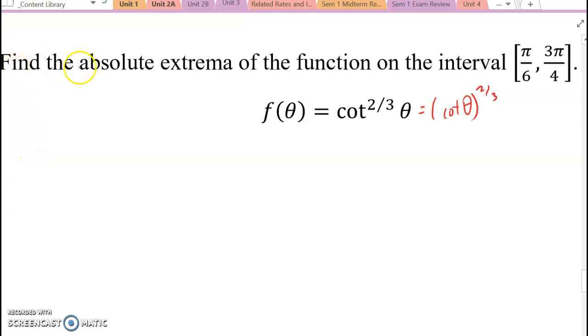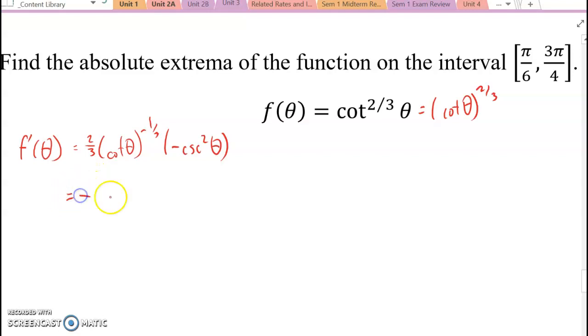So first step is to find the critical numbers on the interval pi over 6 to 3 pi over 4. So we're going to take that derivative, which is f prime of theta. Power rule takes us to 2/3 cotangent of theta, because the argument never changes, raised to the negative 1/3, times the derivative of the argument. Don't forget the chain rule. The derivative of the cotangent is the negative cosecant squared of theta. That's our derivative.